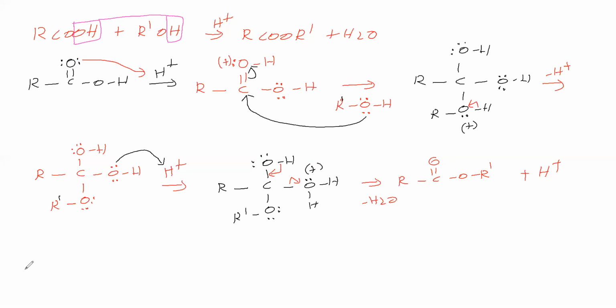Next reaction: carboxylic acid with P2O5, phosphorus pentoxide, on heating. What are we getting? Phosphorus pentoxide is a dehydrating agent. Therefore, it removes water from carboxylic acid. So how is the water removed? That point we'll see.